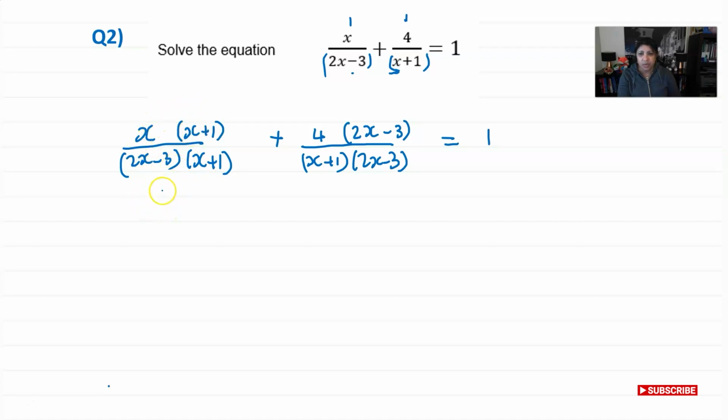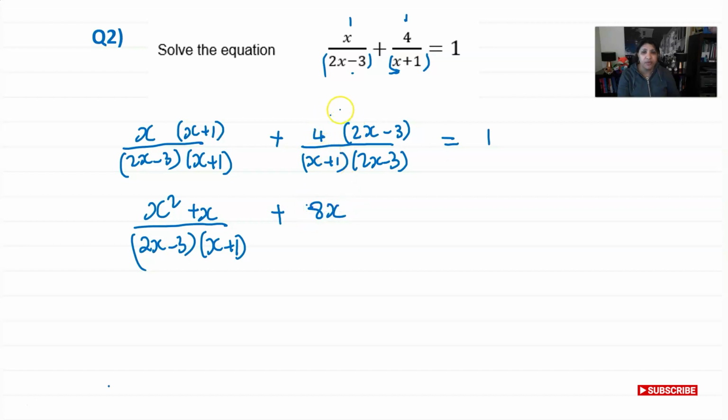So x times x, that will give you x squared. x times 1 is positive here, so this will give you plus x, and then you have that denominator, which is 2x minus 3 and x plus 1, and then you still have plus. I'm going to expand this side now, so that will give me 4 times 2x. 4 times 2 is 8, so that will give me 8x. 4 times negative 3 will give me negative 12, and I have the same denominator. I'm just going to write it this way. This time it's the same thing because we multiplied. That's equal to 1.